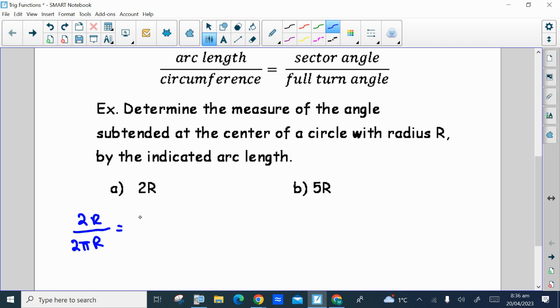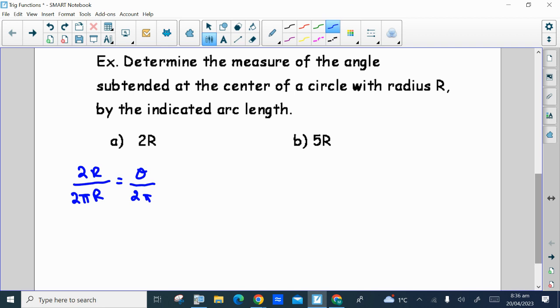And that equals theta, the sector angle, that's what we're trying to find, over a full turn angle, which we will write in terms of radians because on the left-hand side on the bottom, we have that in terms of pi. So we'll write our full turn angle in terms of pi as well. So to solve for theta, you cross multiply. 2 pi r times theta will equal 4 pi r. And then theta can be found by dividing both sides by 2 pi r.